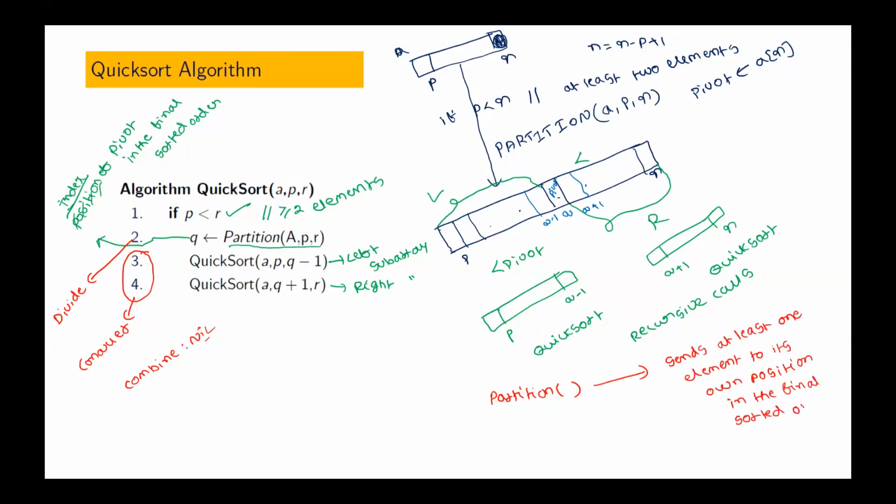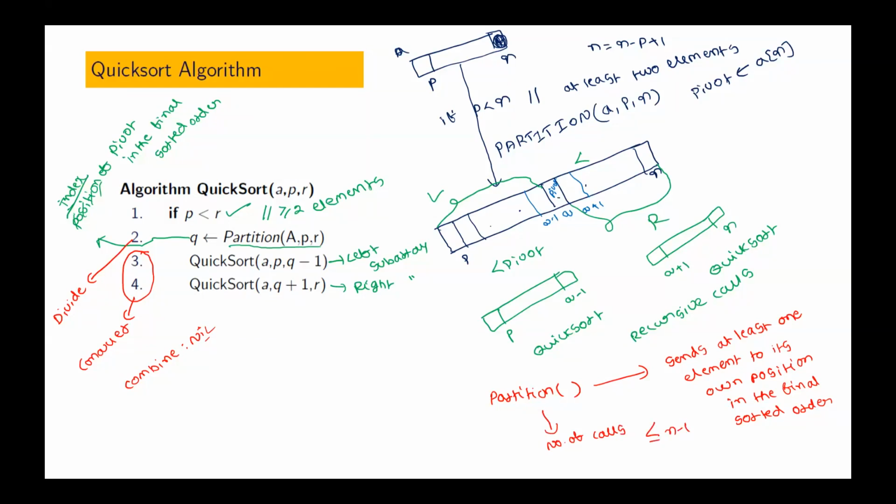Now you tell me, if this is the case, how many times at max do we need to call the partitioning algorithm if there are n elements? N times, maximum. Okay. So the number of calls to this is not more than n minus 1.